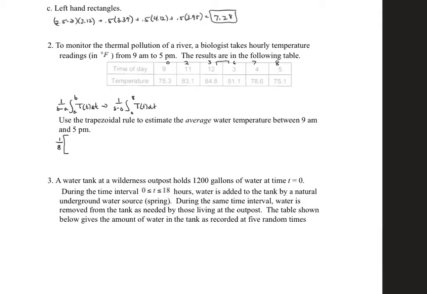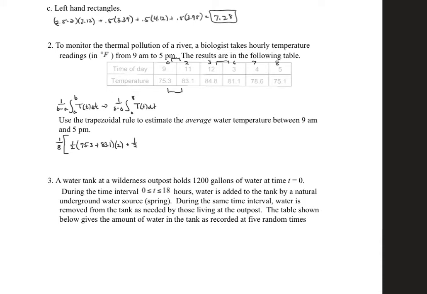our formula, so we're going to have to do individual trapezoids here. So we're going to get a 1/2 times the sum of the bases, and the sum of the bases are going to be those temperature values. So that's going to be 75.3 plus 83.1, then times the height, which is going to be our delta x, which is going to be a 2 minus 0. So there's our first trapezoid.